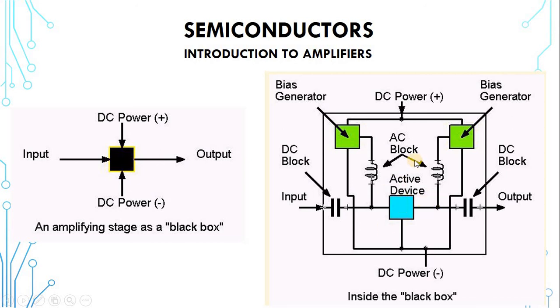Then once we have dealt with any AC ripple in our power supply and the transistor is properly biased, we now feed in our input. But as you can see, the input is not fed directly to the amplifier, the transistor. There's also what we call a DC block. Another DC block here. What is all this about?